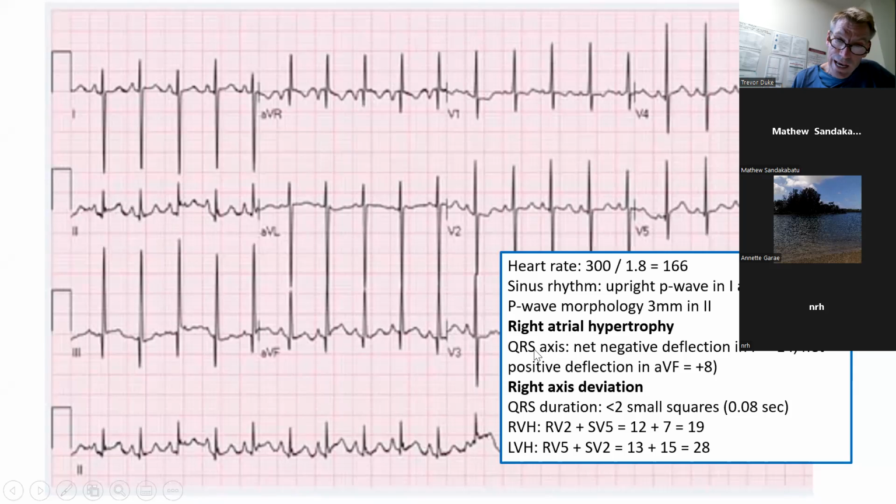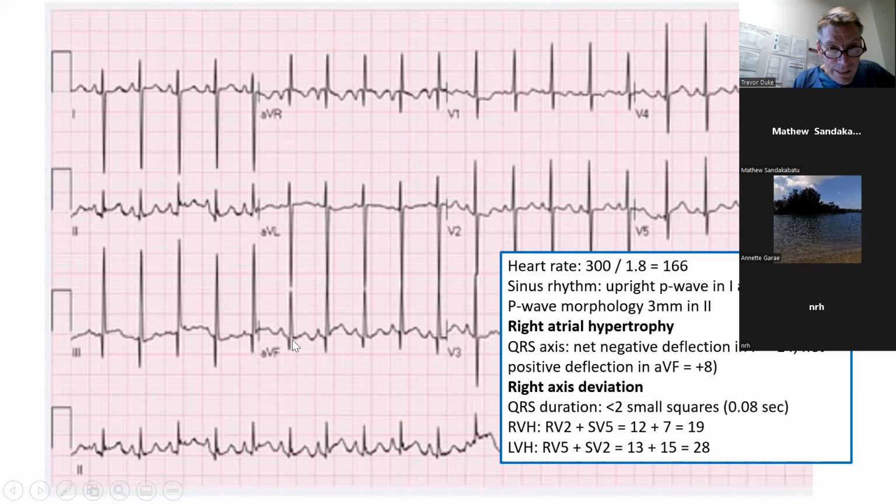Next, we look at the QRS axis. And remember, we said that it's the net deflection in lead 1. So in this circumstance, the net deflection is negative. It's minus 14. And you look at the net deflection in lead AVF. So you count the number of squares down and the number of squares up, and work out what the net deflection is. All right. So if it's say 20 down and 6 up, then 20 minus 6 is 14 down. All right, that's the way you do it.